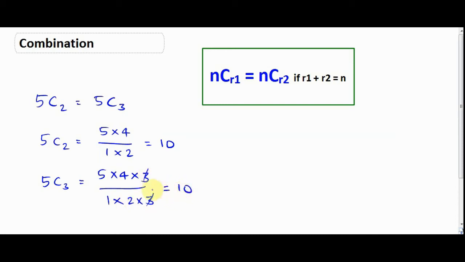So you can see that the value of both these combinations are equal. So that is what this relation says. nCr1 will be equal to nCr2 if r1 plus r2 is equal to n. So this identity is also useful while doing problems. So we discussed what is combination and we discussed its formula and also we discussed one identity related to combination. Now we will move on to binomial theorem.